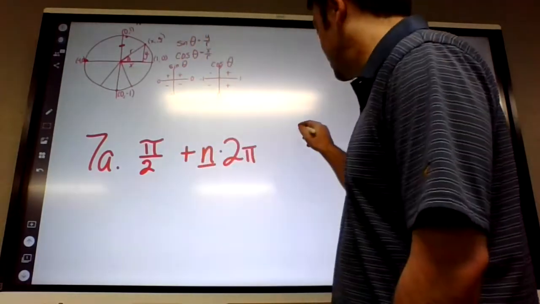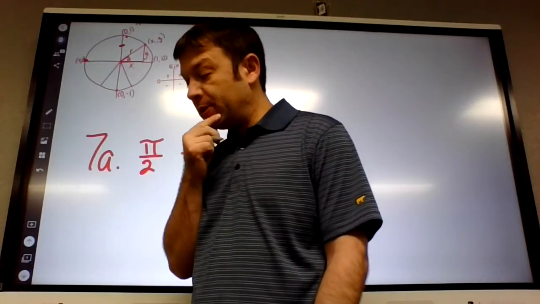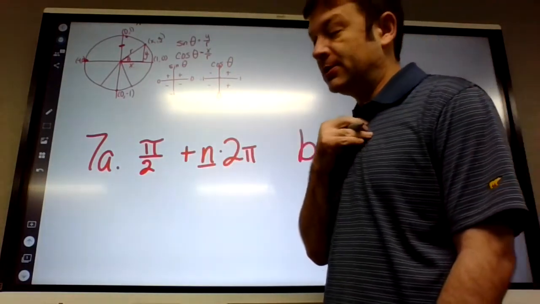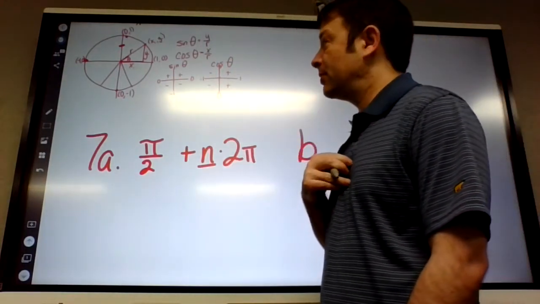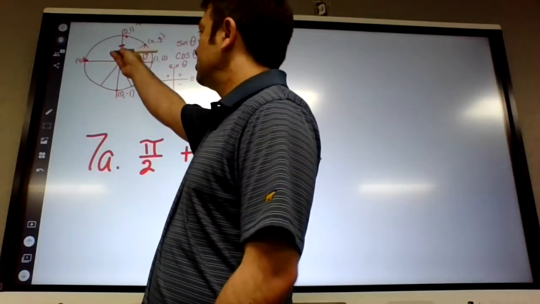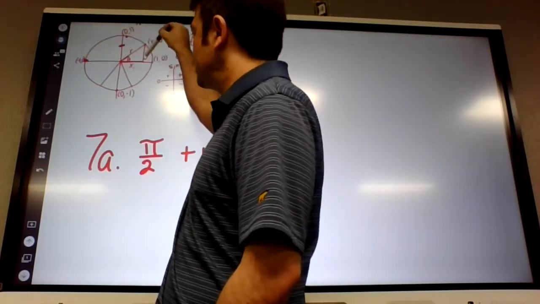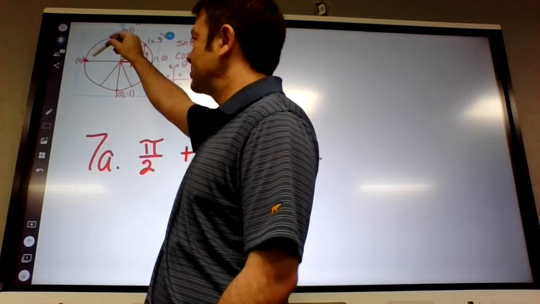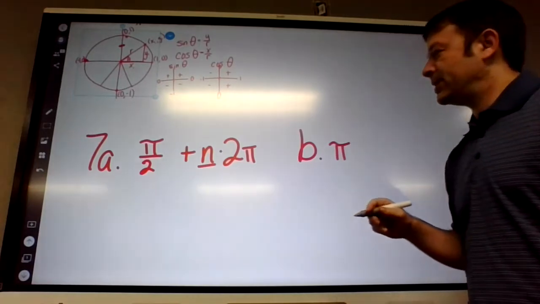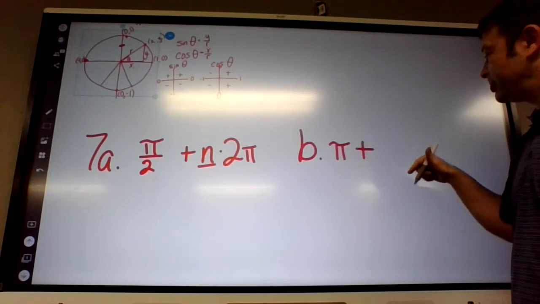Okay, B is where would cosine of theta equal -1? Cosine is based off of x, and where is x equal to -1 on the unit circle? Right there. So it's 180 degrees, what's that in radians? Pi. But just like the last time, it's going to work if you keep rotating 2 pi.